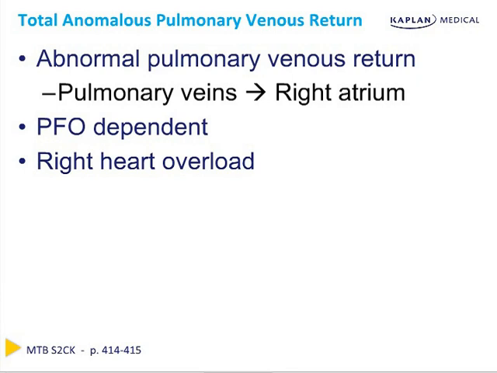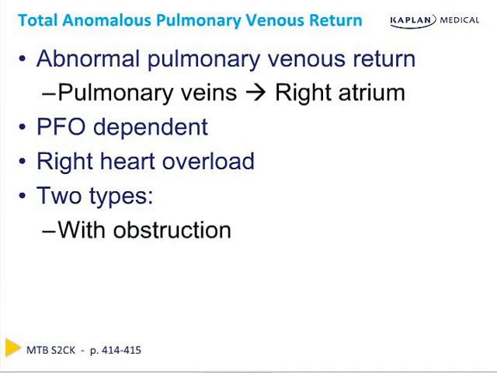That's all bad. And then last thing you need to know is there are 2 types of total anomalous pulmonary venous return, and there's those with obstruction and there's those without obstruction. And that's basically labeling whether there's obstruction or not of the pulmonary vessels as they enter the right atrium.